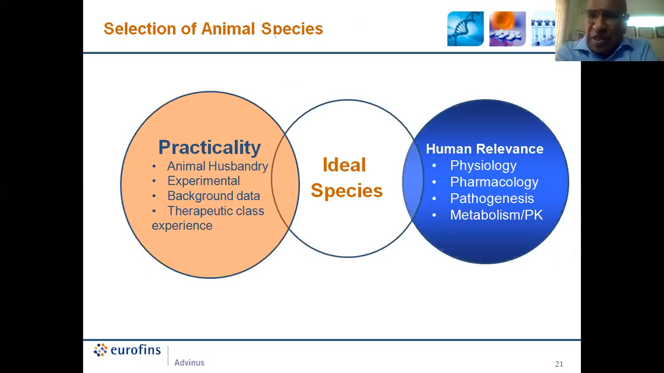Now coming to the toxicology studies. One of the most important things is we are not like a rat, we are not like a dog, although we do have similar systems. The biggest question for toxicology is what animals to use in toxicology studies. Even today, no toxicologist knows for sure which animals are good for any drug or any system at all. We have some basic experience, which we'll talk about in the next slide. We take into consideration animal husbandry and experimental data; background historical data is very crucial in toxicology. Based on the therapeutic class, we use different species. The ideal species is in the middle, which will come back in the next series of slides.